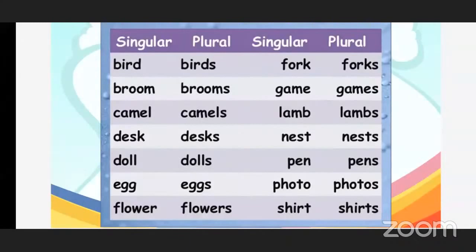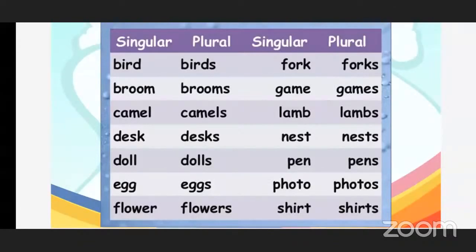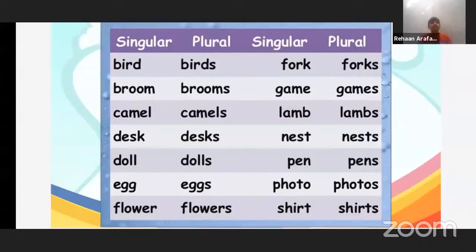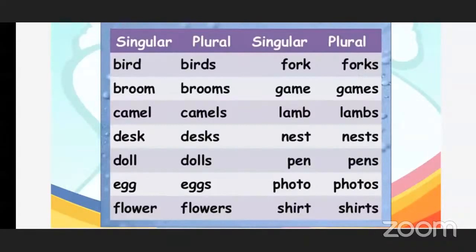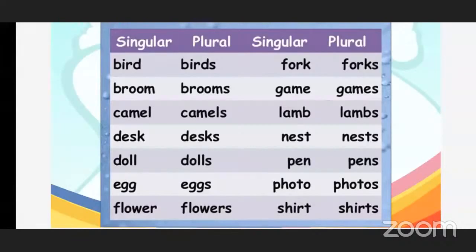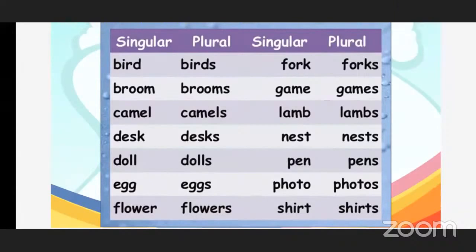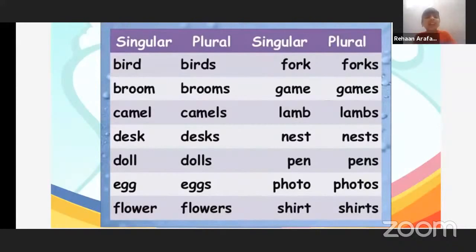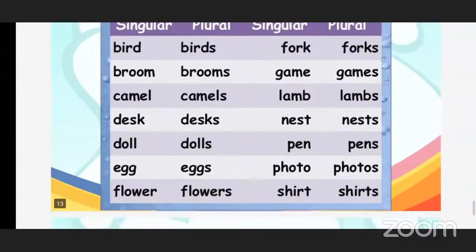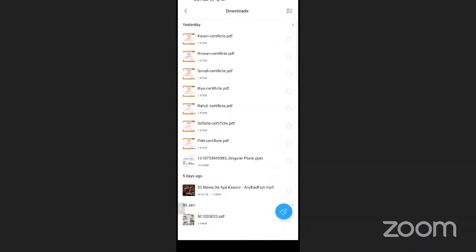One fork, many forks. One fox, many foxes. One game, many games. One lamb, many lambs. One nest, many nests. One pen, many pens. One photo, many photos. One shirt, many shirts. Very good. So you understood the concept of singular and plural noun. Yes? Yes, teacher.